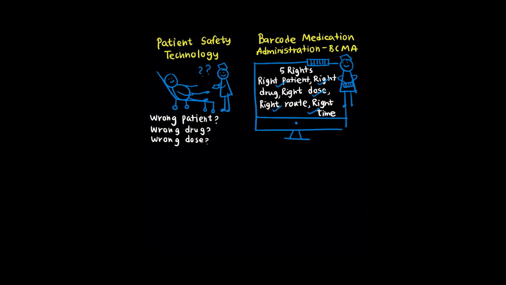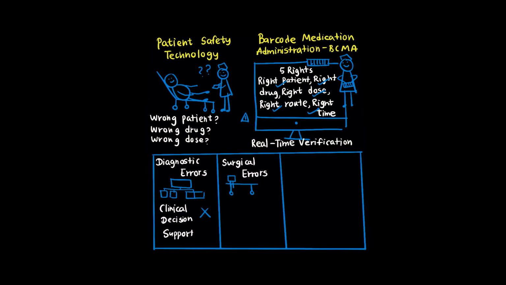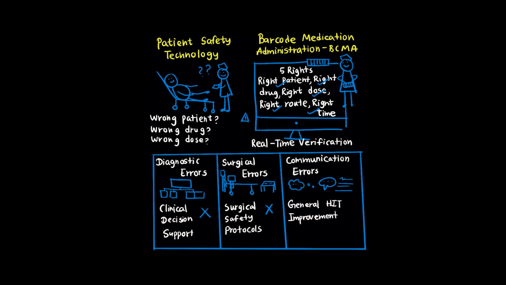The closed loop part means the administration is documented immediately, closing the loop from order to administration. This dramatically reduces medication errors. While EHRs support clinical decision-making for diagnoses, barcode medication administration specifically targets medication errors. It doesn't prevent surgical errors or general communication failures. It's laser focused on medication safety.